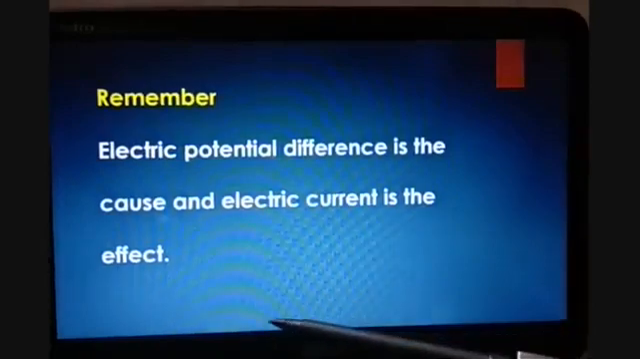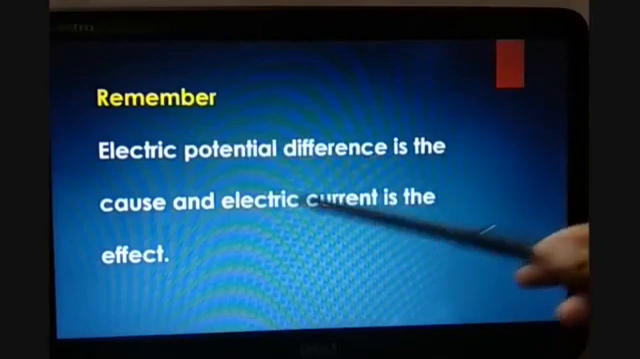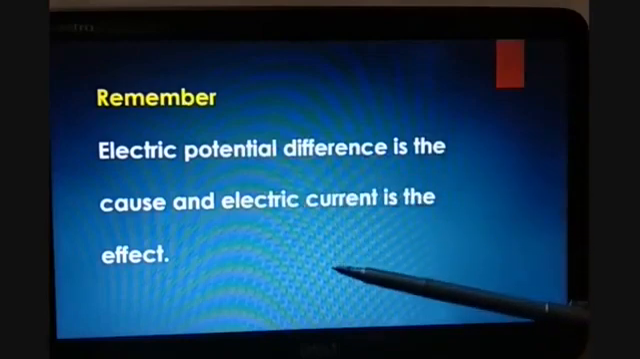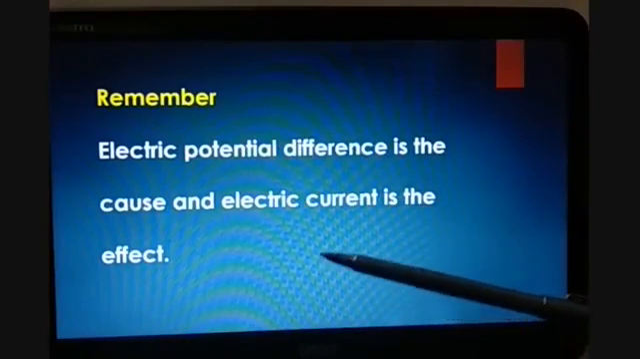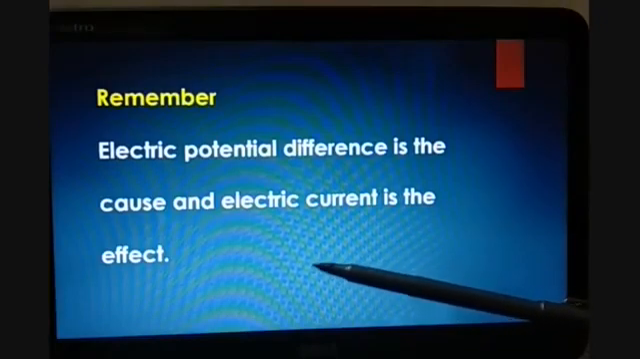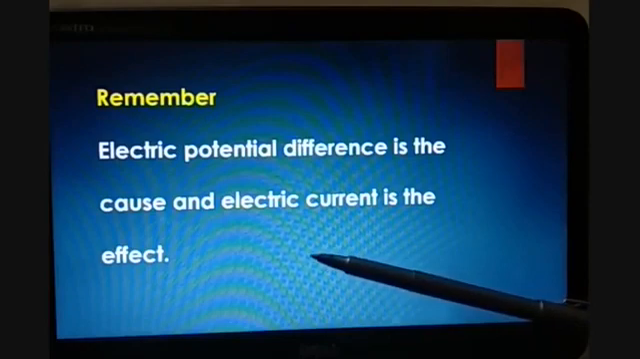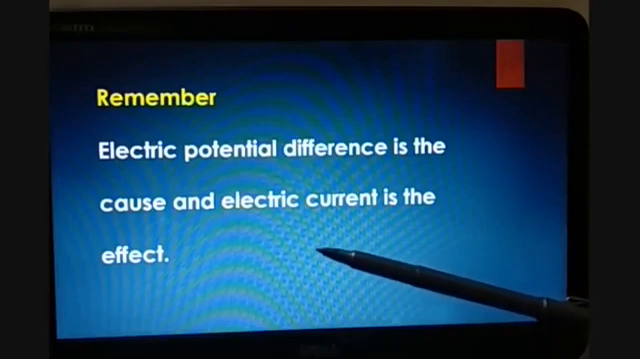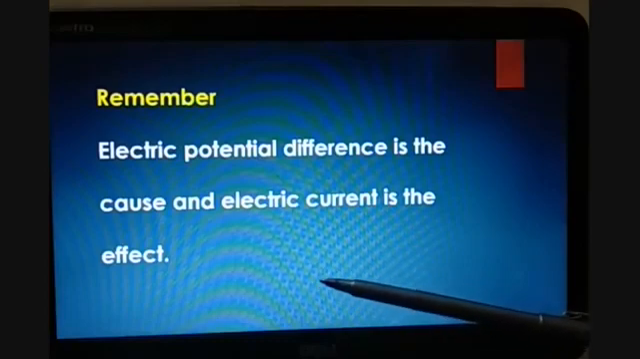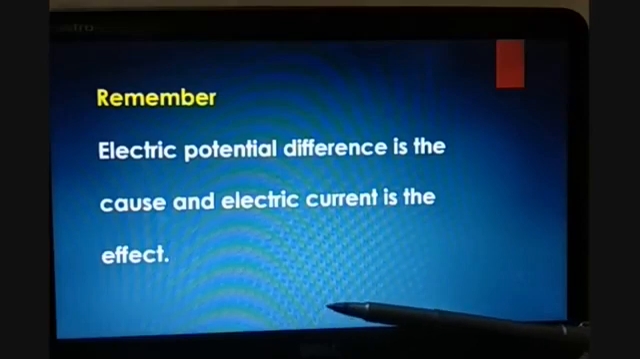But remember, electric potential difference is the cause and electric current is the effect. That means it is the electric potential because of which electric current, or flow of charge, is possible. So flow of charge or current is the effect of potential difference. Electric potential difference causes the electric current to be produced. So potential difference is the cause and electric current is the effect.